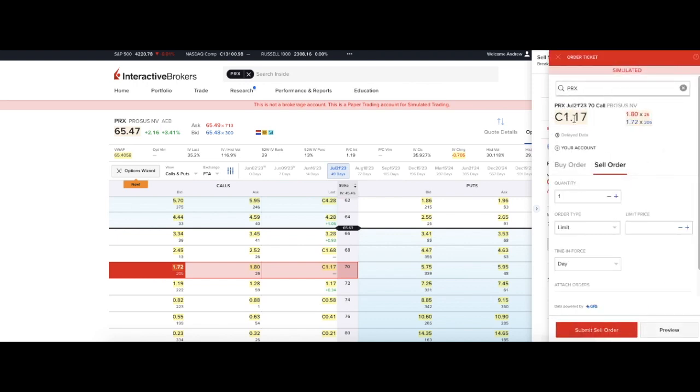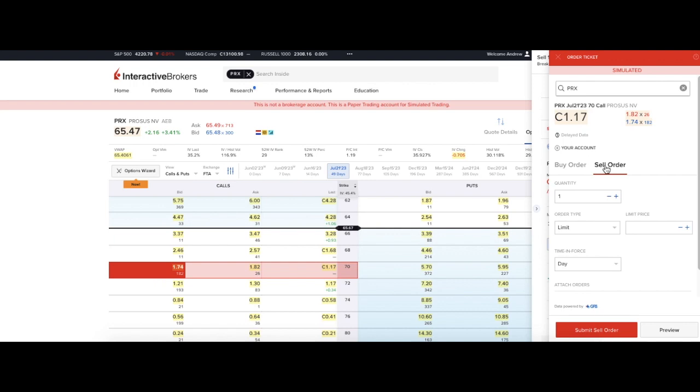Now, where it says C117, we don't want anywhere near 117. We wanted like 175. That was just the last time a trade happened, which would have been yesterday. The market's only just opened, so there hasn't been a trade yet for this particular option.